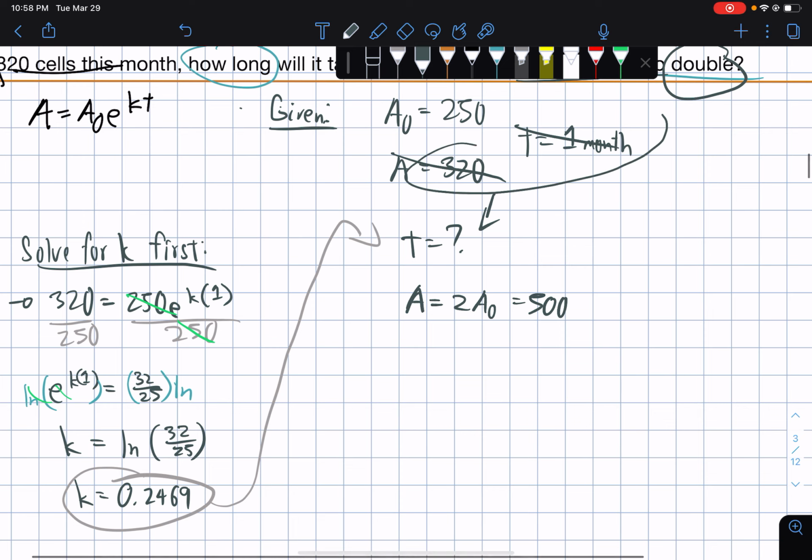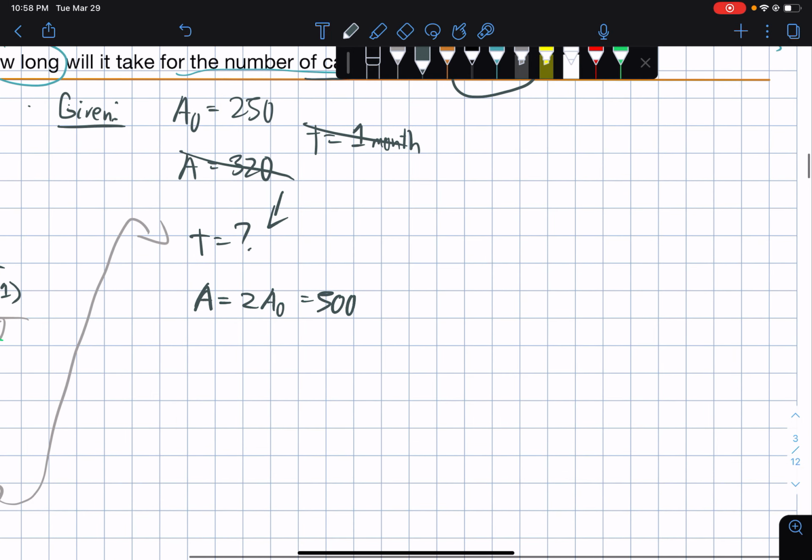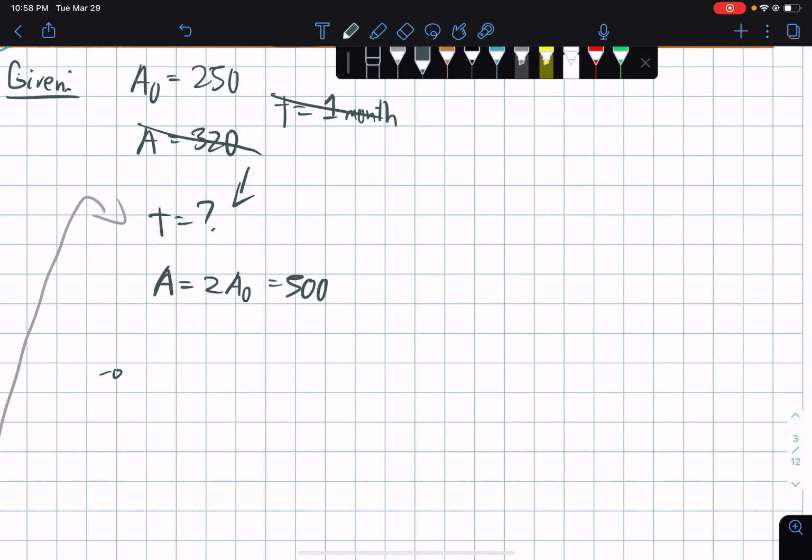We only use these in order to find k. So yeah, let's build up our equation now. 2AO is equal to AO e raised to kt, such that let's just cancel this already. So we are left with 2 is equal to e raised to k.